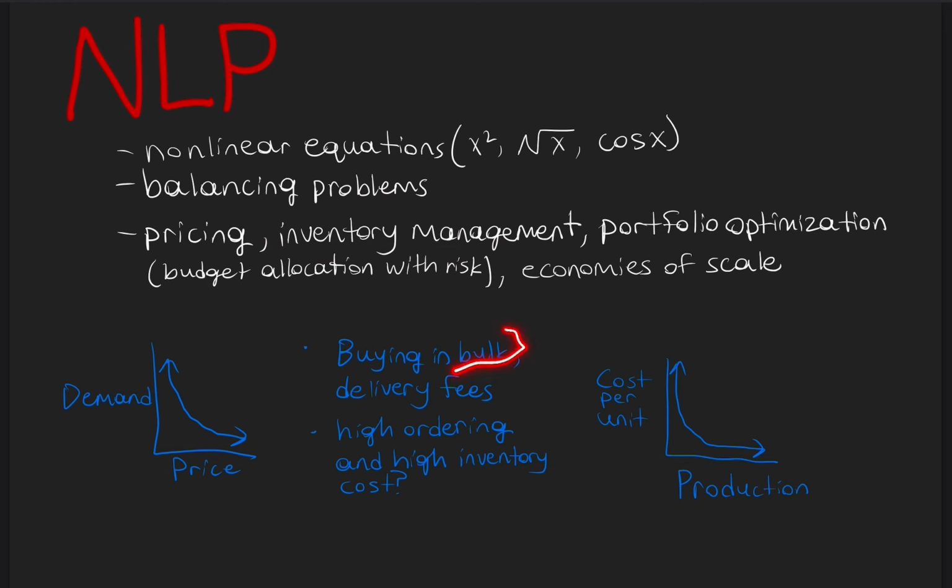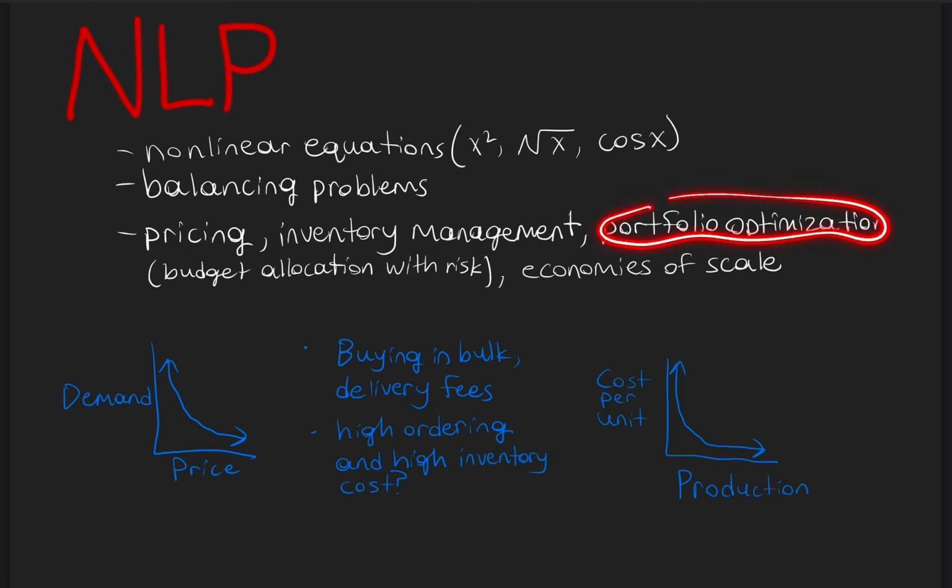Another example of nonlinear programming is inventory management. Do you want to buy in bulk to reduce the unit cost? But if you buy in bulk, there may be high delivery fees. You might want to find a balance between how many units to buy. Also, for inventory management, you might want to balance the ordering cost and the inventory cost. The inventory cost is the cost needed to maintain the product to keep it working while it sits in a warehouse. And the ordering cost is how much it costs to buy the product. That factors in buying in bulk and delivery fees.